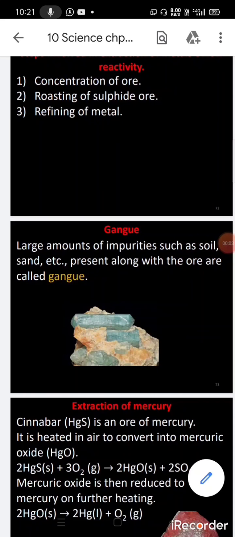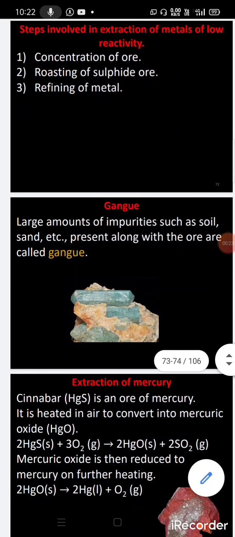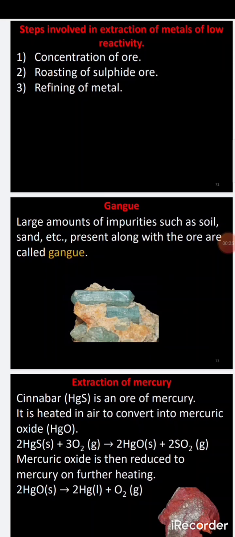Dear students, in the last class we discussed the steps involved in the extraction of metals from ore. Today we'll study in detail how these extractions can be done in three methods. We already discussed that in the first step we'll cover extracting the metals low in the activity series.